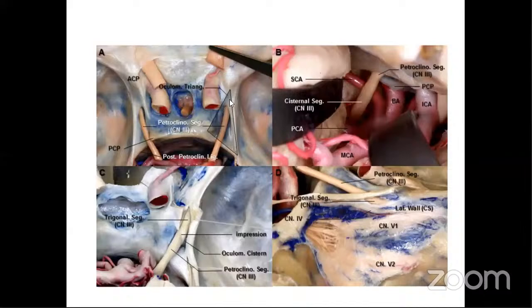This is what I was talking about previously, the trigonal area, which occurs just before the oculomotor nerve enters the cavernous sinus. So here it is entering the cavernous sinus. This area is the trigonal area, the oculomotor triangle basically. This is the petroclinoidal ridge, the posterior petroclinoidal ligament marking the start of the petroclinoidal segment. Then we have the petroclinoidal segment and then the trigonal segment here.